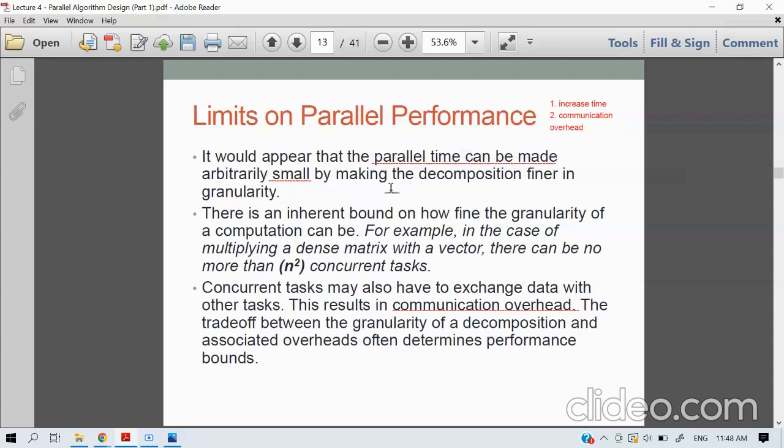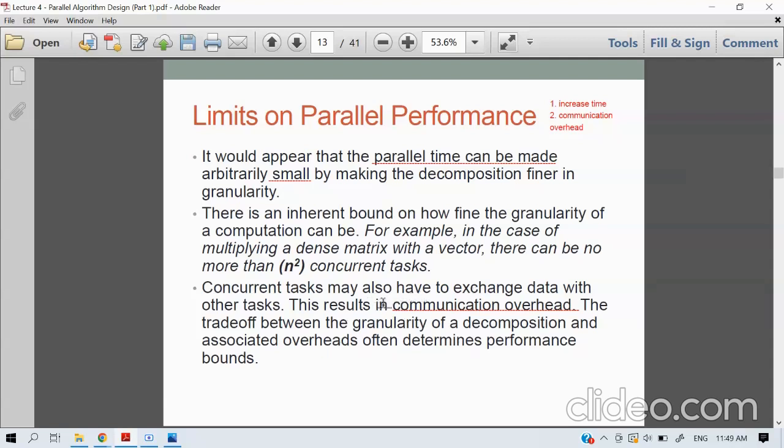So the parallel time can be made small. Okay, and then there is an inherent bound on how fine the granularity of a computation can be. So for example, in the case of multiplying a dense matrix with a vector just now, there can be no more than n power of 2 concurrent tasks. The smaller the task, the fewer the parallel tasks, sometimes. Okay, and then another limitation is about the communication. Concurrent tasks may also have to exchange data with other tasks.